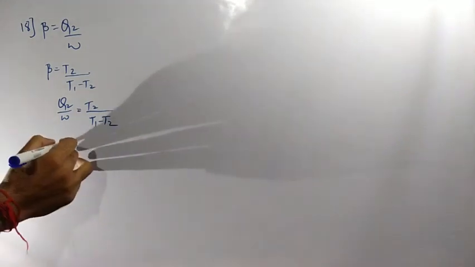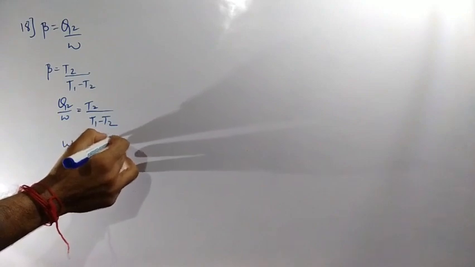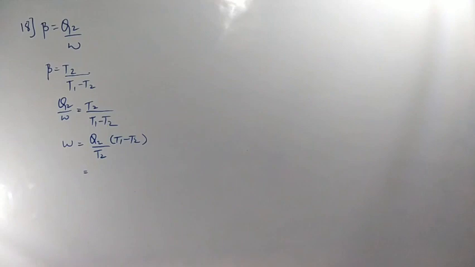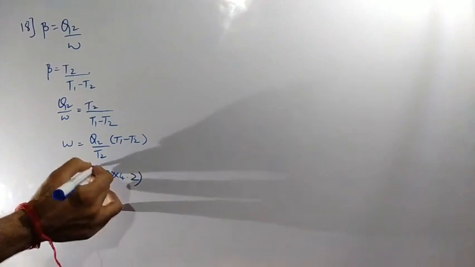Now what we are going to do is substitute the values over here and separate the value for work done. If you separate the work done value, listen, W is equal to Q2 by T2 times (T1 minus T2). Now what is the Q2 value? Q2 is nothing but 600 into 4.2. Correct? 600 calories into 4.2, since 1 calorie is equal to 4.2 joules.